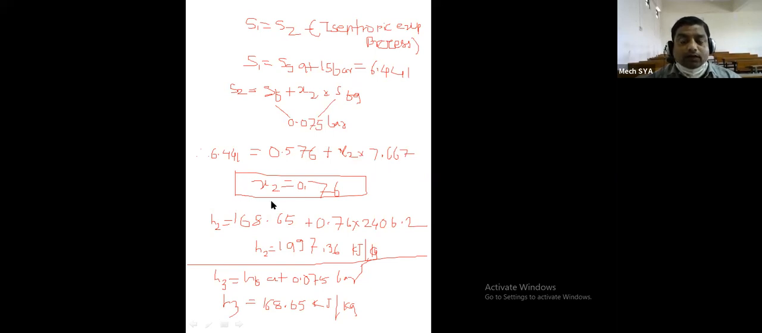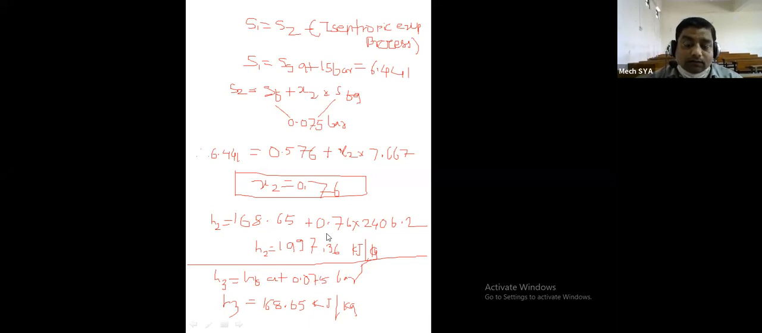And it will become what? X2 will become in this case is equal to 0.76. So up to 2 digits only we have to consider, because all the books consider the values of X2 up to 2 digits only. Therefore, X2 is equal to 0.76. And therefore, H2 is equal to 168.65 plus 0.76 into 2406.2. And therefore, H2 is equal to 1997.36 kilojoule per kg. Okay.